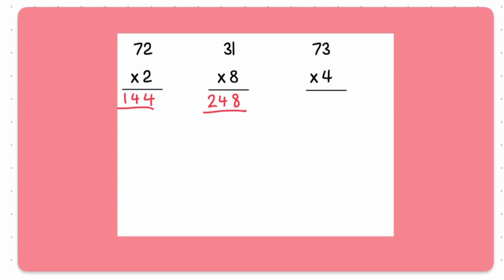Next question, 73 times 4. So 3 times 4, I'm going to just draw an extra line under here so I can put anything I need to carry over underneath that line so it doesn't get confusing. 4 times 3 is 12, and I'm trying to line up everything by place value. 4 times 7 is 28, plus the 1, 29. So we've got 292. Let's move on to the next questions.